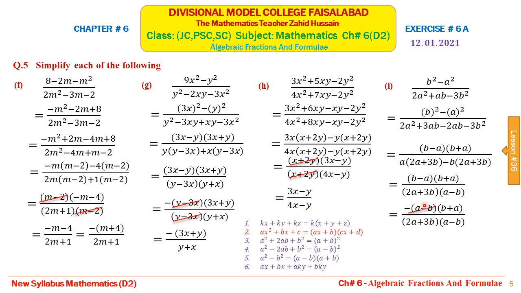So a minus b will be cancelled with a minus b, and we will be left with minus b plus a over 2a plus 3b. Or removing the bracket, we can write a minus b over 2a plus 3b. Or you can leave the answer in this form.